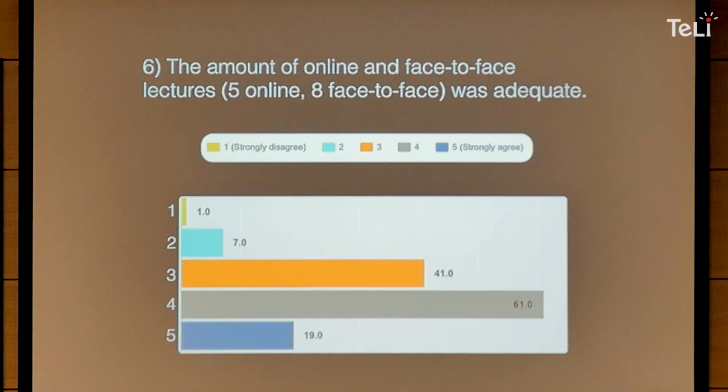Okay, what about the amount of online lecture versus face-to-face lecture? Was it too much or too little? Again, let's look at the percentage. Around 30% neutral. They don't have any strong opinion either way. Around 50, 60%, 62% said, well, yeah, it's about right. And others said, no, it wasn't right. So I don't know if they think it was too much or too little. That's where qualitative analysis comes in.